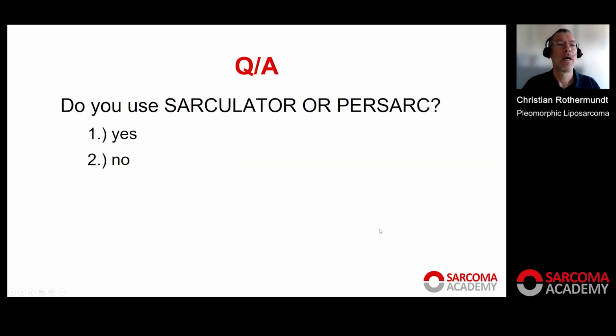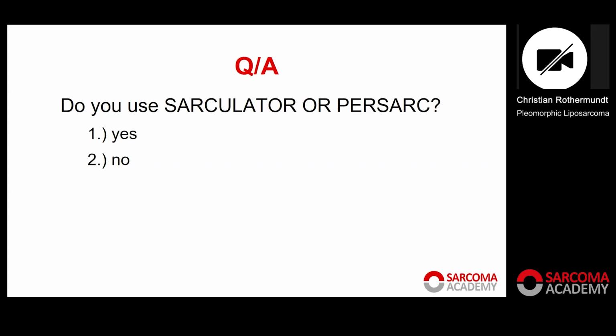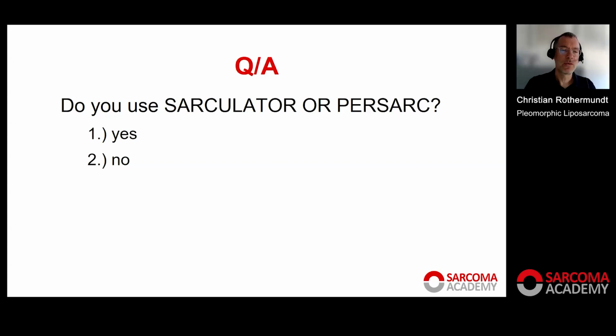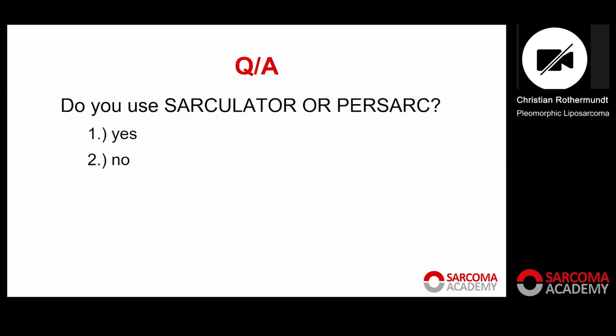Yeah. So another question is, do you use CiRCulator or PERSARC to make a decision, especially now on probably chemotherapy? Again, do we also have the voting for this? No, for that we do not have the voting. Sorry for that. Anybody who wants to comment on CiRCulator or PERSARC use in such a situation? Maybe let's ask Timo, Michelle, and I can also contribute. Michelle, do you use it?